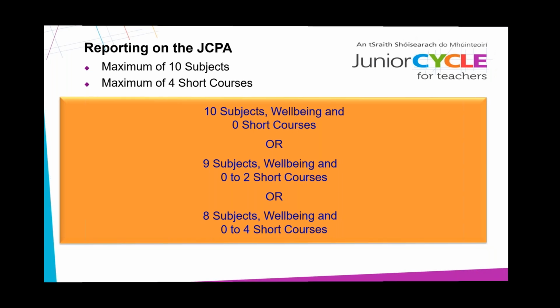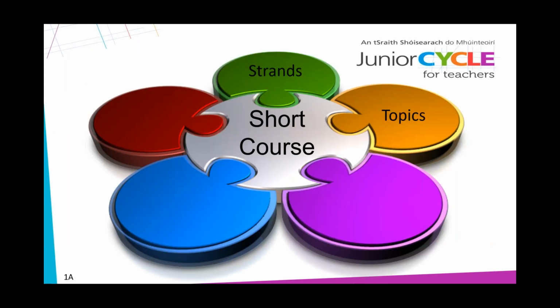The short course specifications are laid out in a similar fashion. They all have a number of strands within them, typically 3. The philosophy short course has 5. There are a number of topics then of study within the strands. Each of the topics has a number of learning outcomes, which are really what the young person would be studying and following throughout the course of the short course.